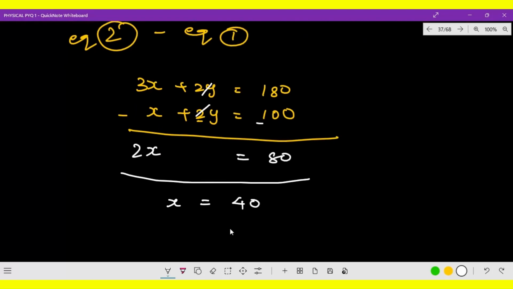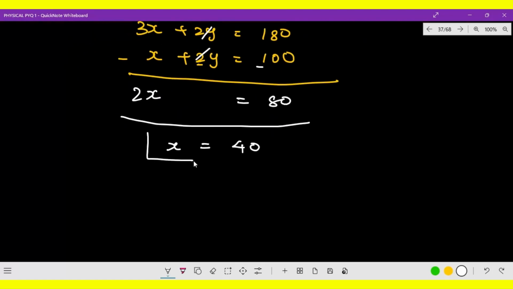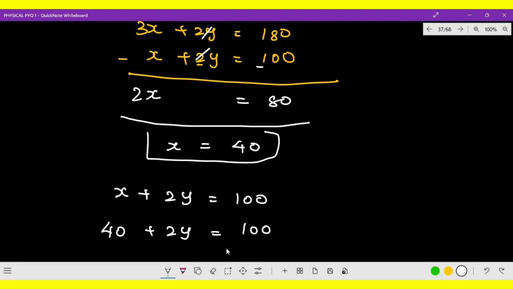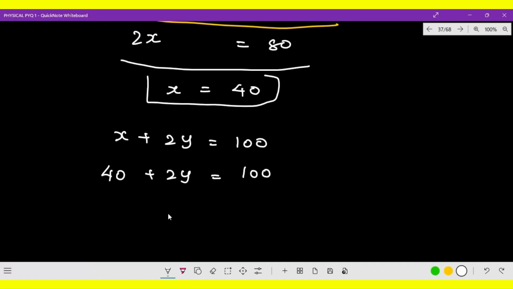Now this x value we found, now we can apply this value into equation 1. So here x plus 2y equal to what it is, 100, right? So x is 40 plus 2y equal to 100. Okay, now that means 2y equal to 100 minus 40. So you will get 60.